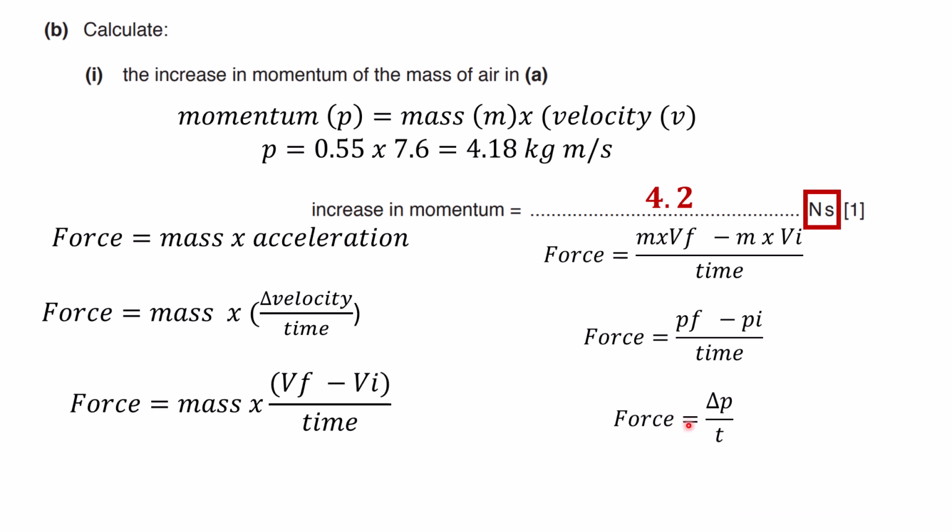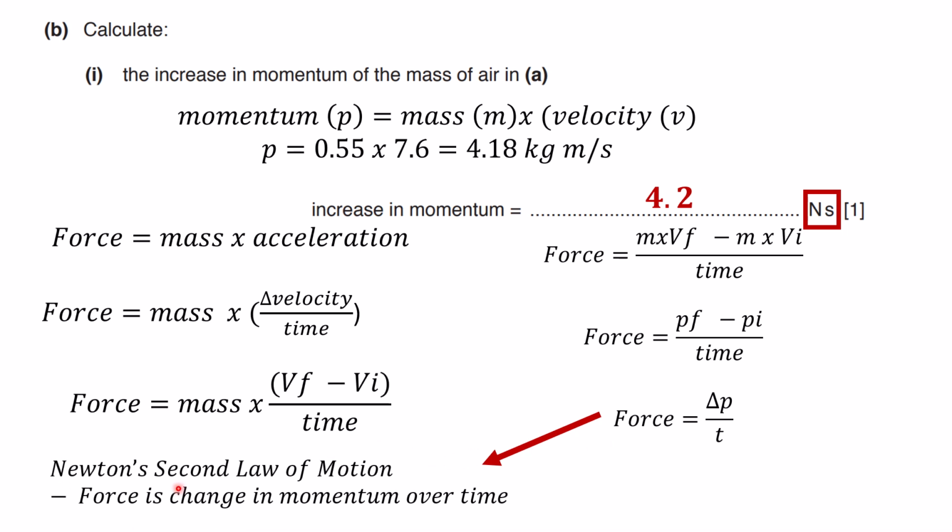So we use the notation, this triangle here. Note that we use this triangle for uncertainties, there is nothing to do with change of. It's just like a format. But here it is a change of. So force is the change in momentum over time. In fact, this is the definition of Newton's second law of motion. Force is change in momentum over time.